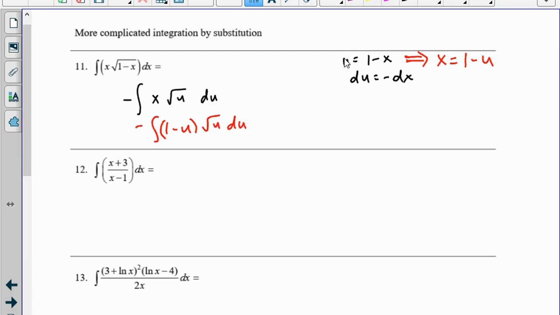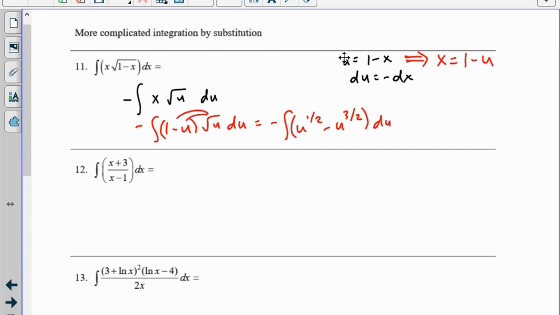Now everything's in terms of u's, and it's also way easier to integrate, because if I have the integral of x times root 1 minus x, that's pretty awful. But if I have negative integral of, I'm going to rewrite this as u to the 1/2, just as I'm thinking about it. So when I have root u distributing in, this becomes u to the 1/2 minus u to the 3/2. And this is so much easier to integrate.